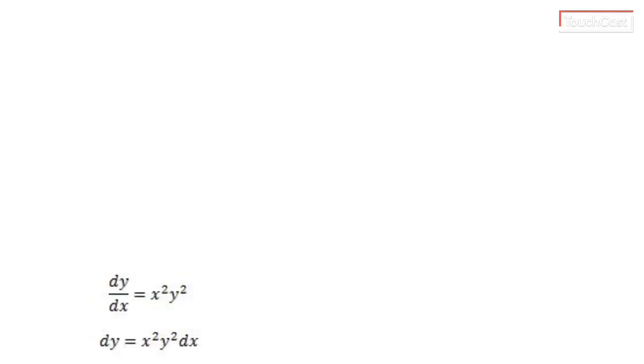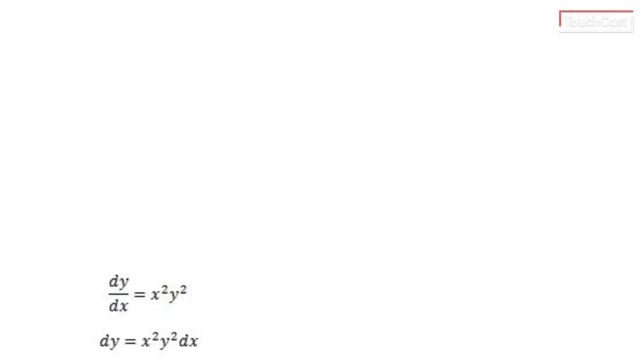So we've talked about how dy dx is not really a fraction, but you could think about multiplying both sides of this equation by dx. So my new equation, dy equals x squared y squared dx, is a little bit closer to separated. I at least have all the x's on the right, but I have this problem where I still have some y's on the right too.